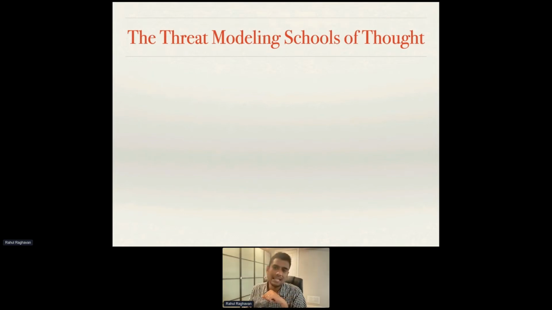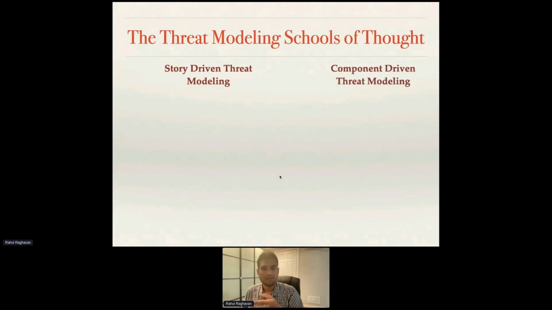Having said that, let's now get into these two schools of threat modeling in my world, or in my definition, right? This is not something that's there all over the world, or that everybody else is prescribing, but this is purely my personal way of depicting this. In my view, there are two schools of threat modeling. There is the story-driven threat modeling, which we'll get into in a bit, and then there's a component-driven threat modeling.